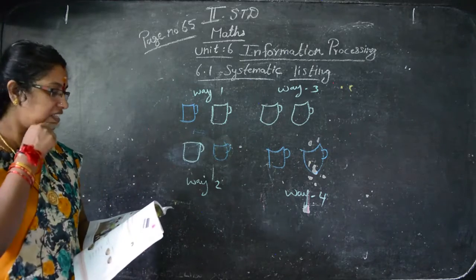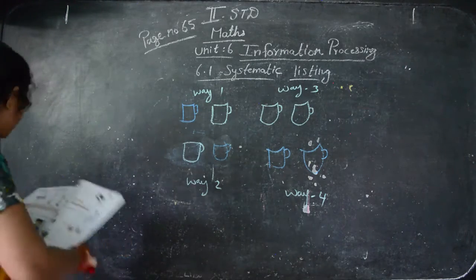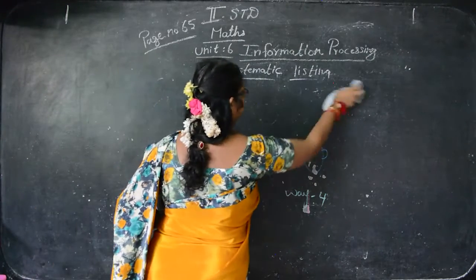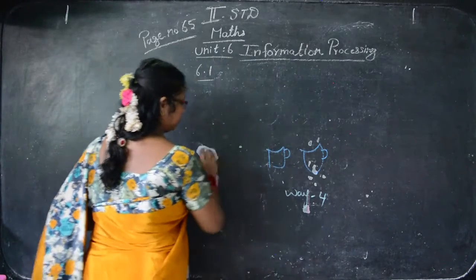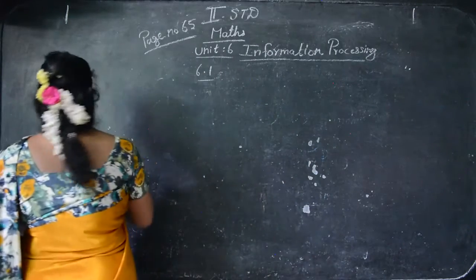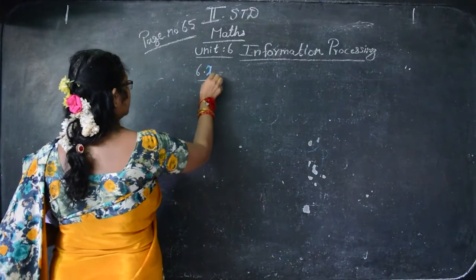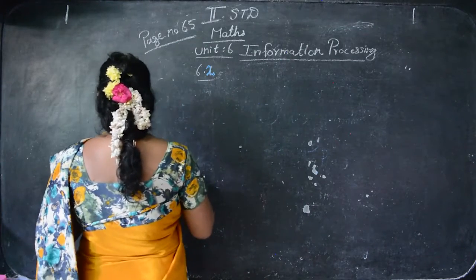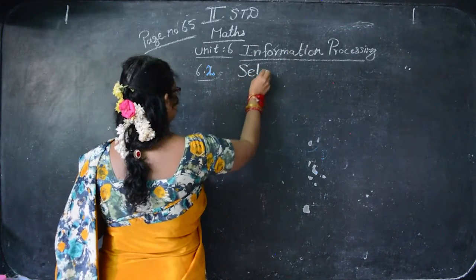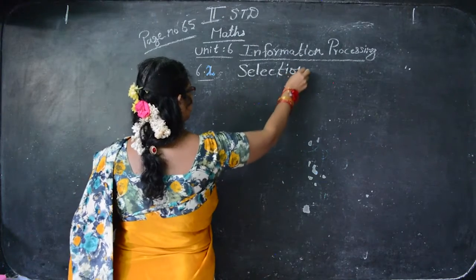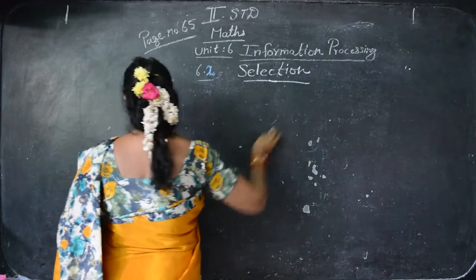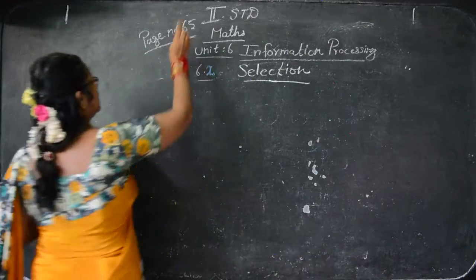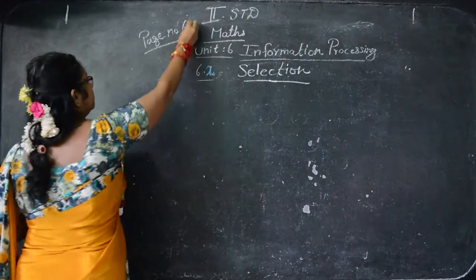See here, selection. Now 6.2 is selection. We are going to select. Okay. See here, page number 67. Take page number 67.